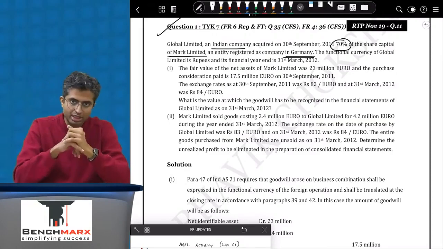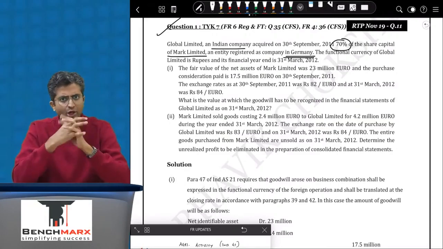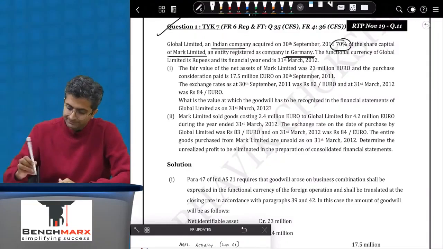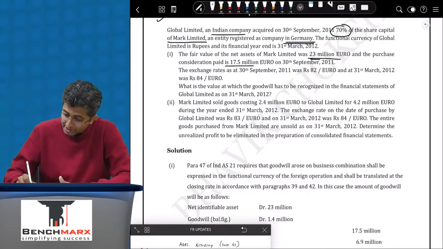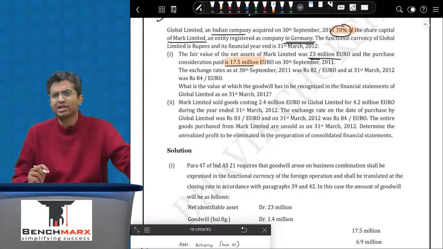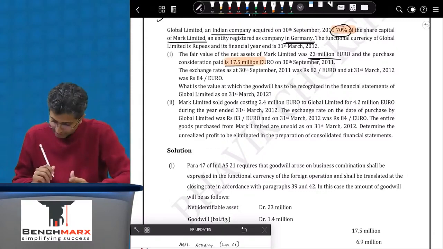It is a requirement under Ind AS 21 which has to be respected over here. The fair value of the net assets of Mark is 23 million euro, and the purchase consideration is 17.5 million euro. This is the purchase consideration for a 70% stake, which means there's a 30% NCI, and if nothing is given, NCI is calculated using the proportionate net assets method.